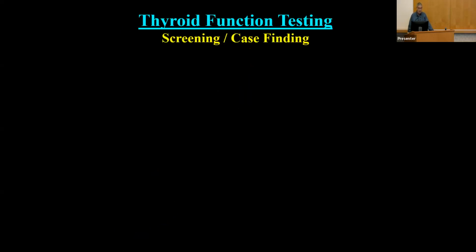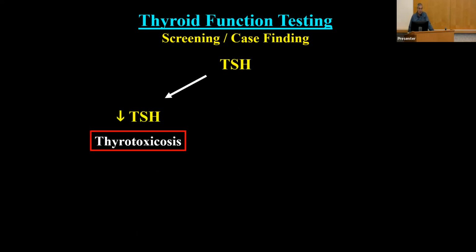So when we're screening or case finding, screening is just testing people at their annual visit. Case finding is because they have symptoms. The best test overall to start with is a TSH. Not perfect, but it is a very good place to start. Now, if the TSH is low, you very likely have thyrotoxicosis. You want to measure both a free T4 and either a total or free T3. And the reason we do both of those is because sometimes people with thyrotoxicosis only produce T3. It's called T3 toxicosis, and you can miss that if you only measure a T4. So you want to measure both if the TSH is low.